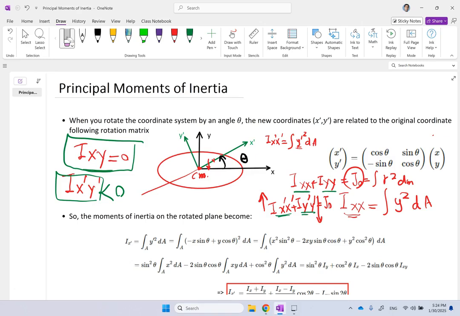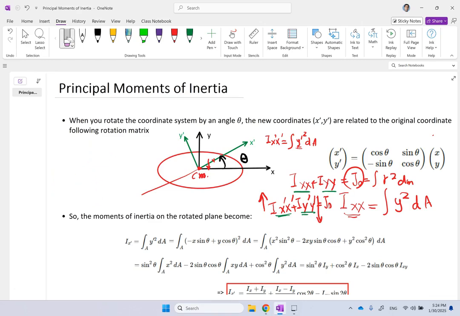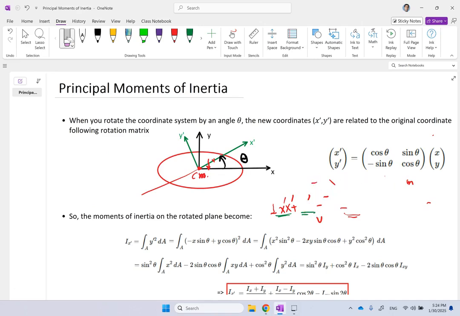But if the shape is more complicated, it's not as simple that you can just visually see that, and we have to calculate that. We should have formulas for it. So in order to do that, first we need to know the relation between x prime, y prime, and x and y. How are they related?